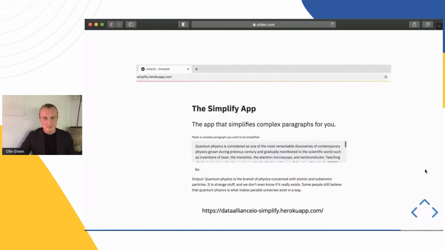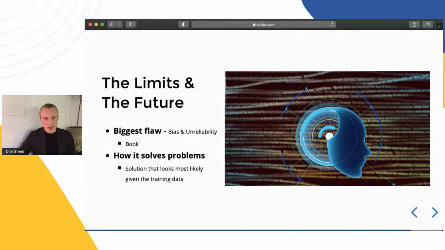And then we did a simplify app. A few other creators have done a similar thing as well, where you basically take a complex text, put it through the model, and it generates a simplified version of it. So here for quantum physics, it's talking basically about how it's strange stuff. We don't even know if it really exists. Some people still believe that quantum physics is what makes parallel universes exist in a way. So, a very simplified version.